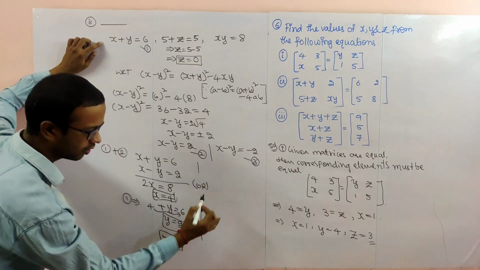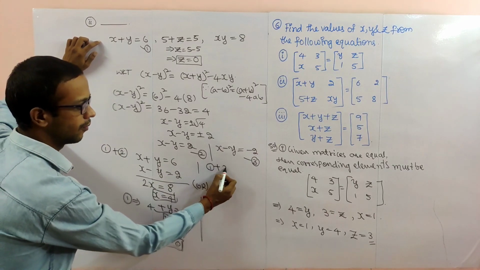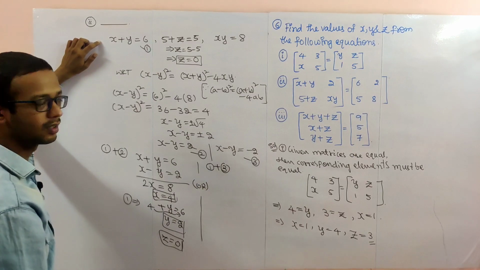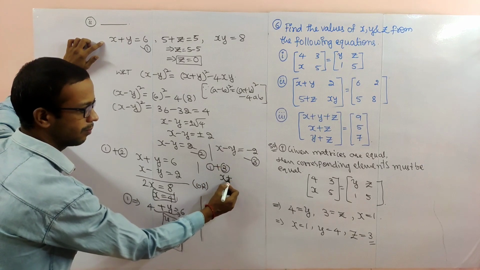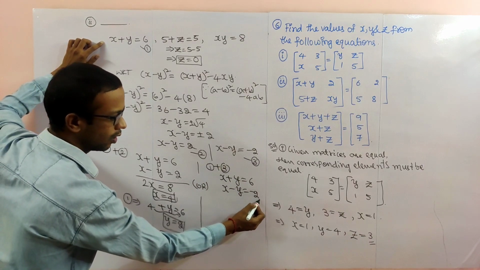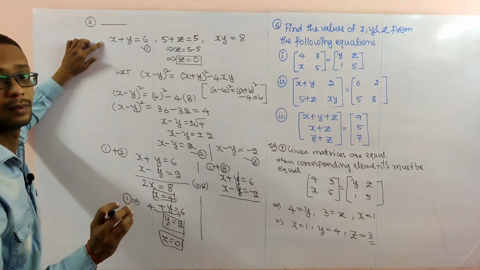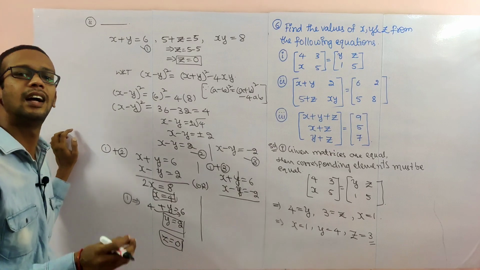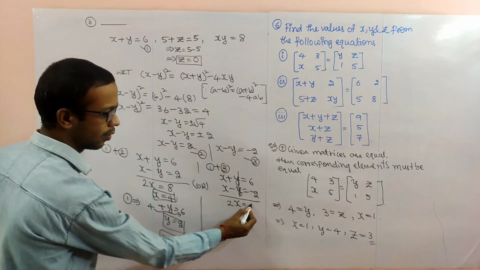One more option is also there. How will we find that one more option? Equation 1 plus equation 3. X plus y is equal to 6, x minus y is equal to minus 2. Addition, so no need to change the signs. For subtraction, we have to change the signs. So just cancellation: 2x is equal to 4.